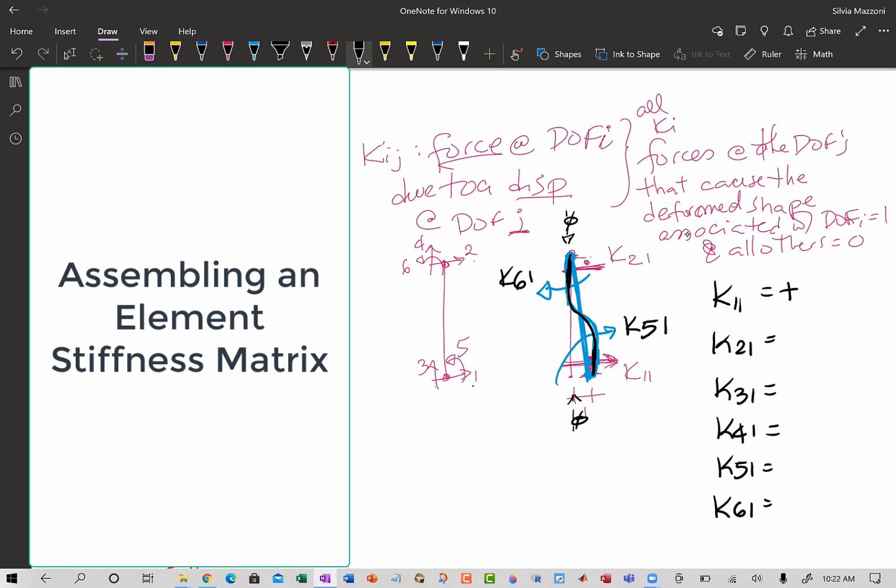K21 is in the opposite direction. Remember, it's in this direction, and it's in the opposite direction of the degree of freedom too. Therefore, that has to be a negative value. K3 and K4 we decided are 0. And then let's look at K51. K51 is clockwise, but degree of freedom 1, yep, and so that's negative. And what about this one? Same thing. It's clockwise, and therefore it's negative.